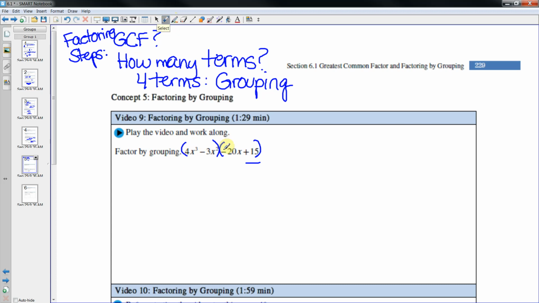And so now I'm grouping the first 2 and the last 2. Now, we're going to just take the first 2 terms like they were a problem just by themselves, and we're going to look for a GCF in each parentheses now.